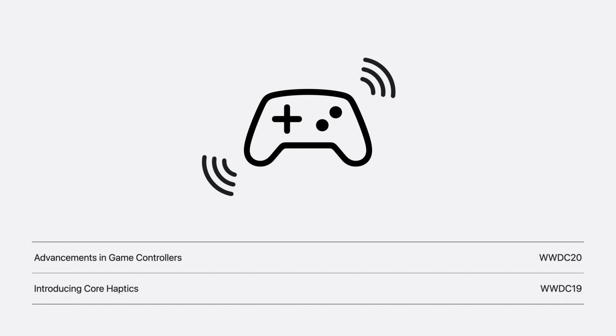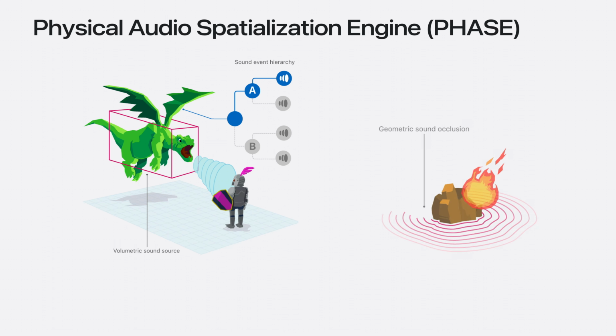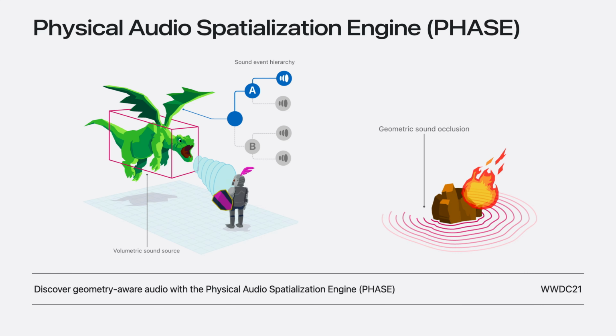When it comes to audio, Apple SDKs provide a comprehensive set of audio frameworks and technologies that are essential to creating a rich app experience. The PHASE framework in particular is excellent for games. PHASE is a physical audio spatialization engine. It can help you create rich dynamic audio experiences for different kinds of output devices like headphones or speakers. Even better, it can understand your game's scene, helping you simulate complex effects such as geometric sound occlusion. To learn more, check out the video Introducing PHASE.